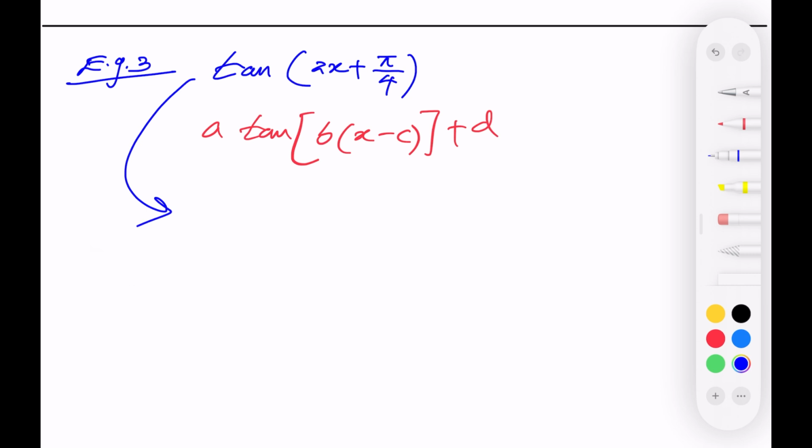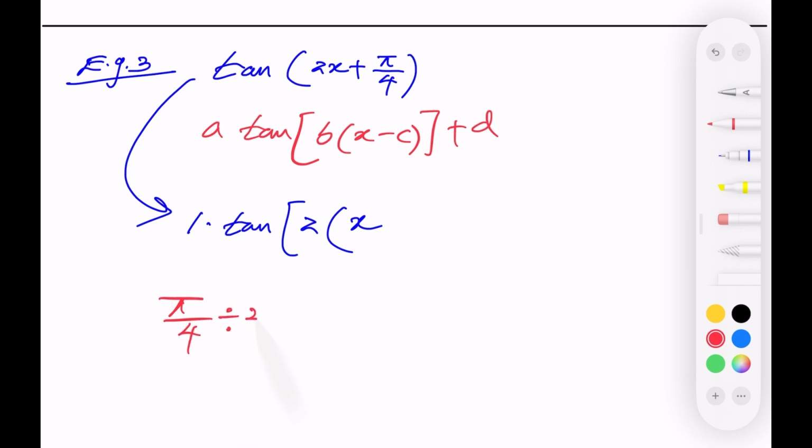This can be written as 1 times tangent, open brackets. Let me factor out 2. When I factor out 2, in the parenthesis, of course, the first term is an x. And how about factoring out 2 from pi over 4? To determine that value, I need to divide pi over 4 by 2, which means pi over 4 times 1/2. This is equal to pi over 8. Therefore, the term that should be written here is going to be equal to pi over 8. So let me write that down as pi over 8.